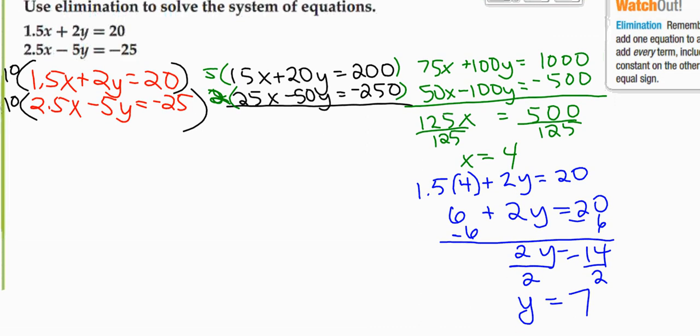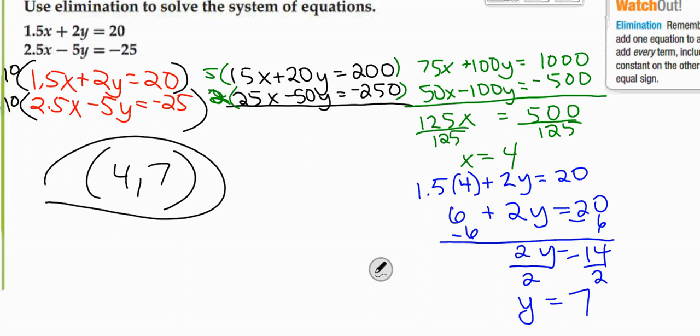And so for this one, we get a solution of (4, 7). Just thinking about that, 4 times 1.5 is 6, plus 2 times 7 is 14, so that's 20. 2.5 times 4 is 10 minus 35. 10 minus 35 is negative 25. So that one works as well as we go through. So elimination is kind of our go-to method.